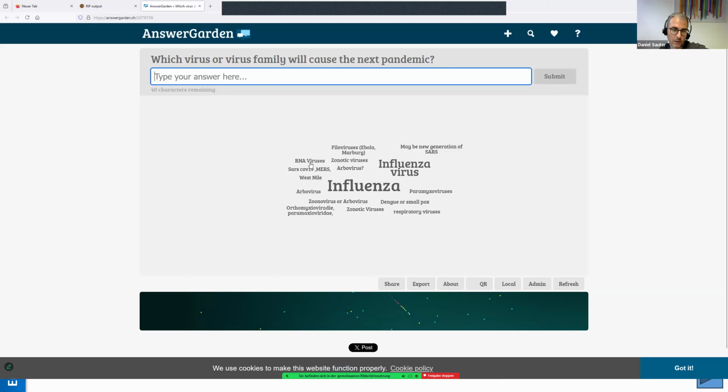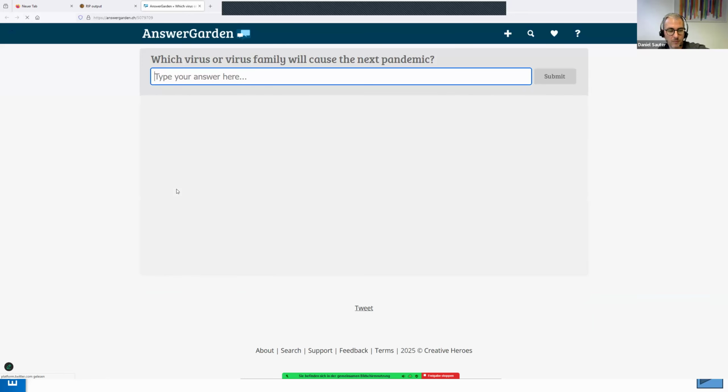RNA viruses are more likely to cause an outbreak compared to DNA viruses because they evolve and adapt faster. Smallpox would be an example for a DNA virus, but certainly it's highly contagious and would benefit from vaccination gaps. This looks very good, I would say.